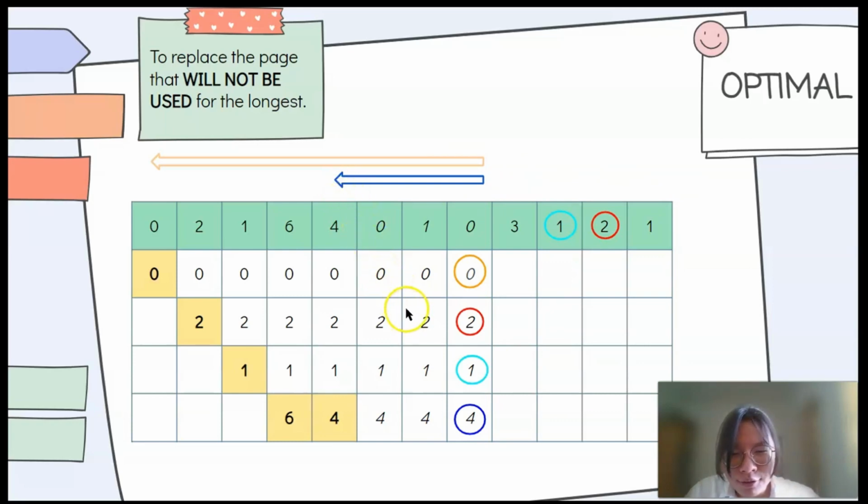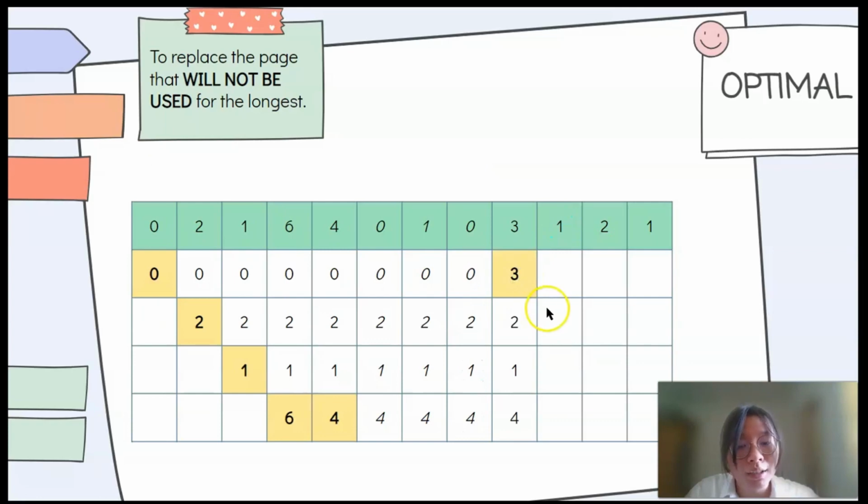But we found that 4 also doesn't appear in the future, so we need to look back. So what we do is look at 0 and 4 and compare them. Which one is the oldest one, 0 or 4? 4 only came in later, and 0 is the oldest one, from the start. So 0 will be replaced by 3. 3 will become a page fault.